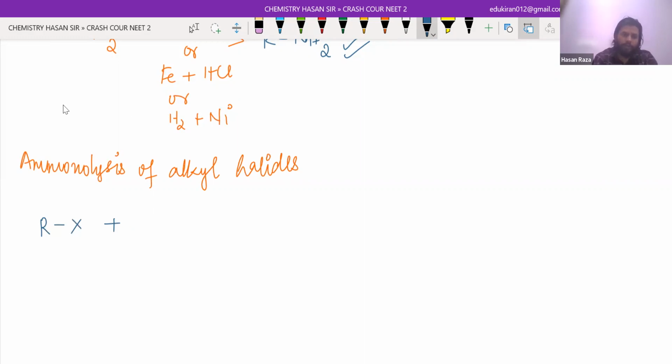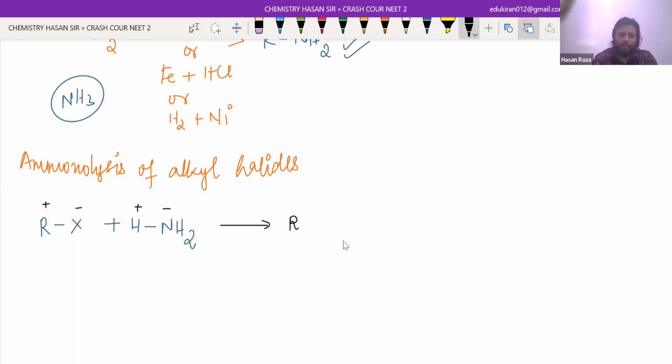So ammonia is basically NH3, and I'm going to write this ammonia as H-NH2. As you can see why I wrote it like this, this will have negative, this will have positive, this will have negative, this will have positive. Positive will go with negative, negative will go with positive. So you can see what we will get. It's very simple. First of all, this will go like this, X negative.